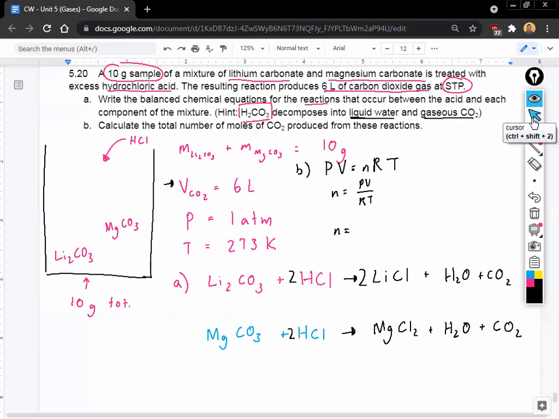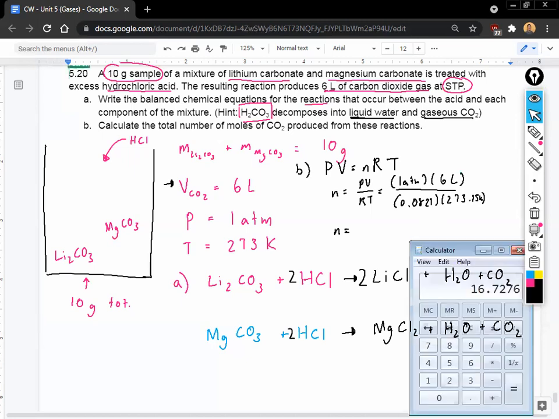Alrighty, guys, so let's finish this up and then we'll be all done. So we just need a plug and chug. So for our pressure, we have 1 atm. For our volume, we have 6 liters divided by the R value, the gas constant, which is 0.0821. And then the temperature is 273. I guess we can do 273.15. Not going to make a big difference.